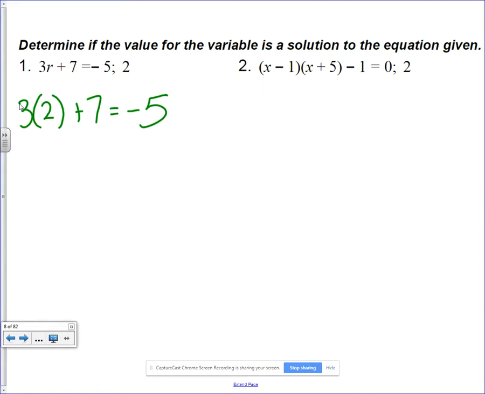He says no. He is correct. Not even close, right? Does everybody see what happened here? 6 plus 7 is 13. It is not negative 5. Okay? What number do they give me to try in the second one? A 2 again. Now, folks, you see both of those x's in there? That 2 has to go in for both of those x's.